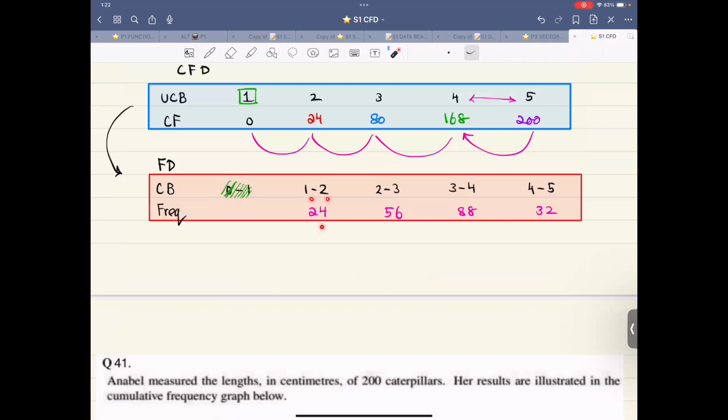So between 1 and 2, there are 24. 24 plus 56 is 80. 80 plus 88 is 168. 168 plus 32 is giving me 200. So that's how this thing is done. So now the next thing that we learned was the conversion CFT to FT.